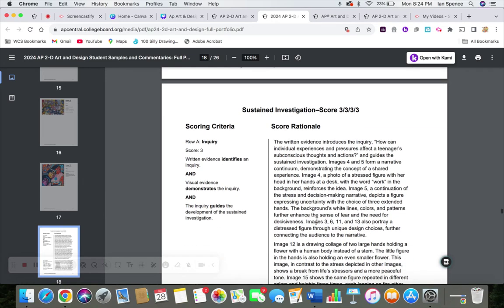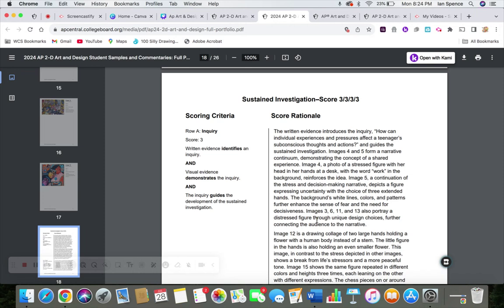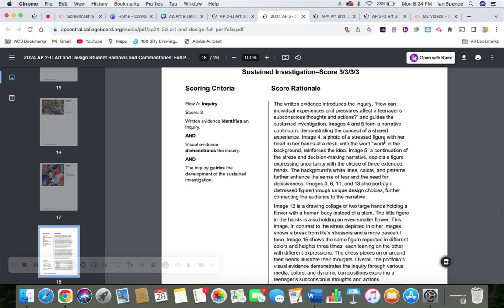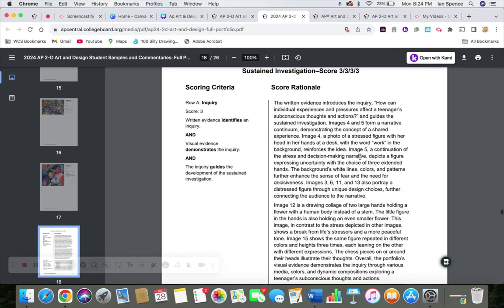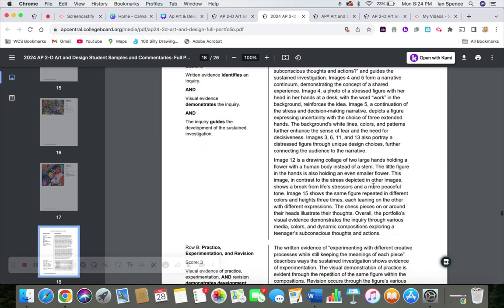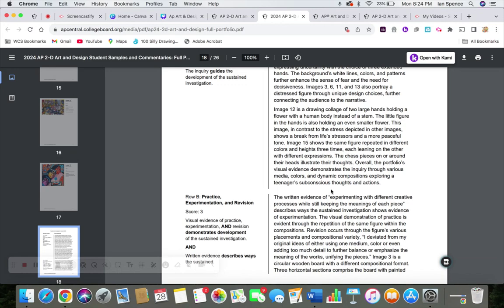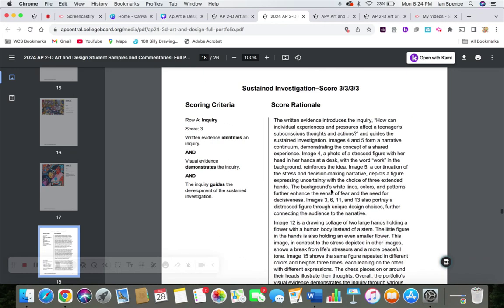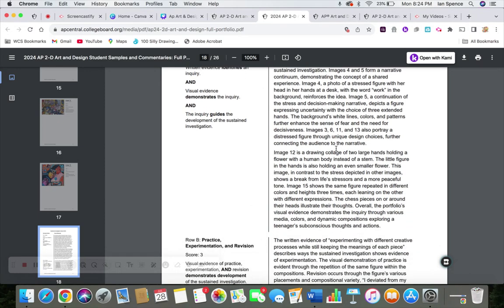And if you guys remember in the rubric, it was row A, B, C, and D. You can see that they scored 3s on all of those rows. Now you guys will not get the score rationale back. This is where the AP reader is pretty much explaining their rationale for scoring what they scored. Now you guys won't get this back. I won't even get it back. However, I'll be able to tell you what you scored on each section, if that helps you. But sadly, we don't get these back.